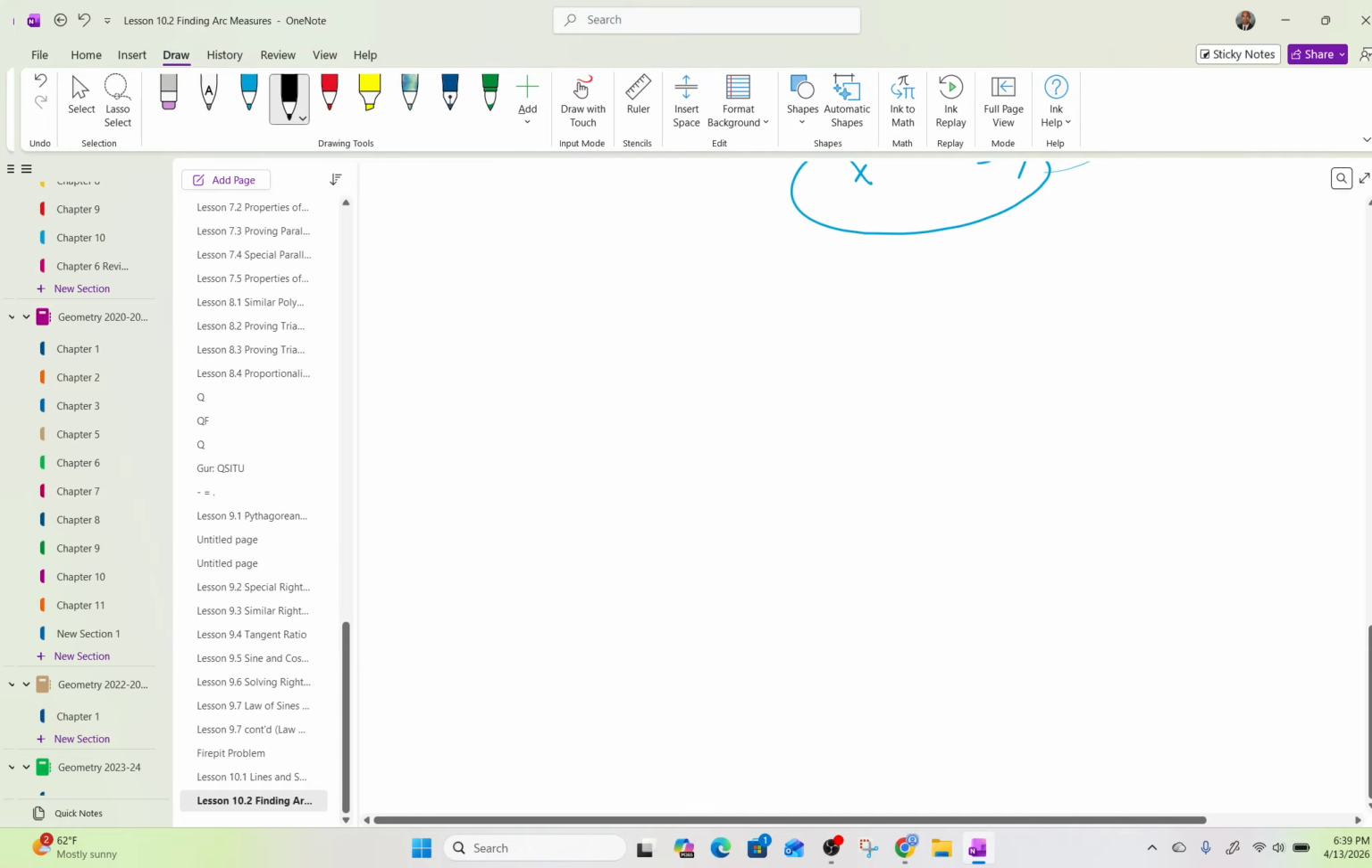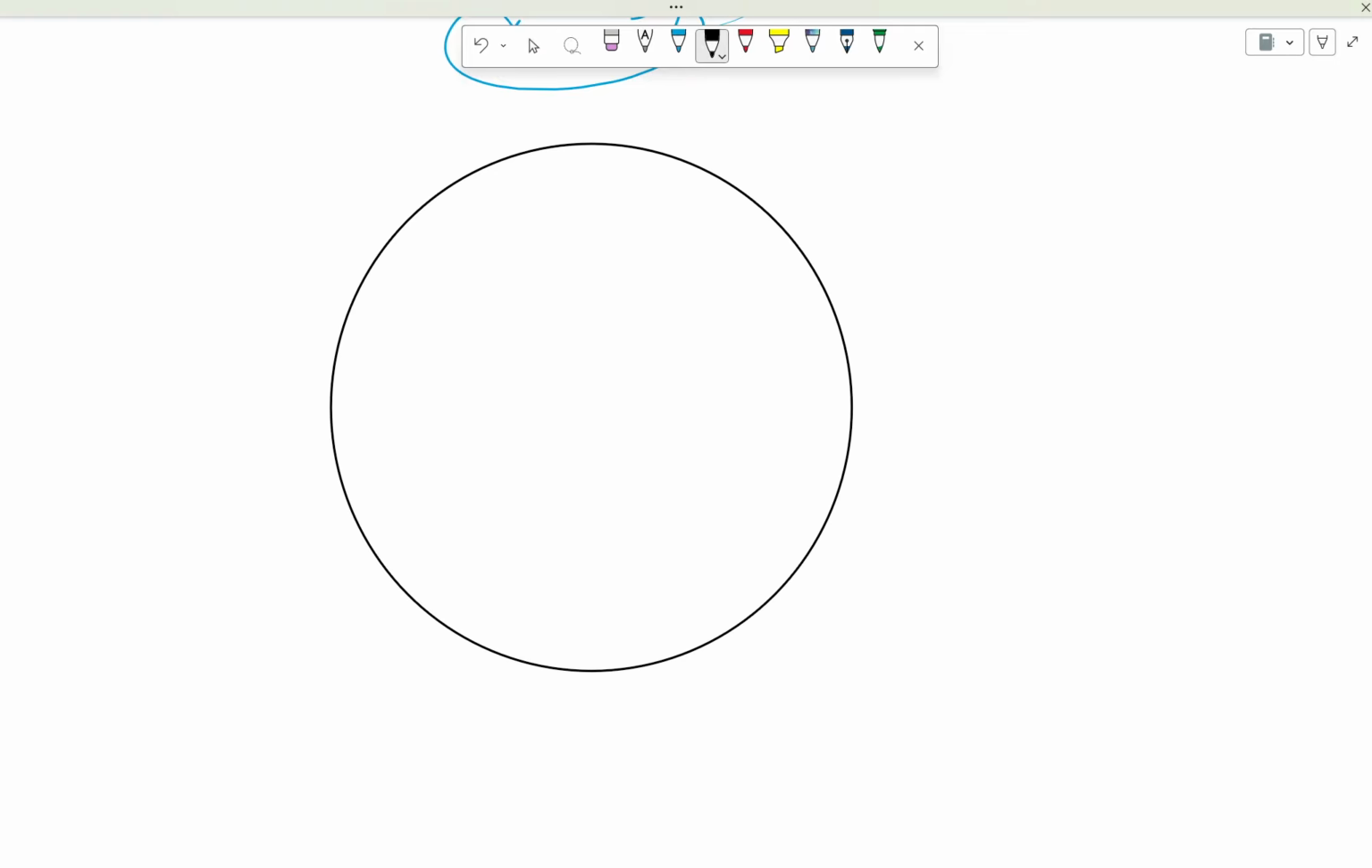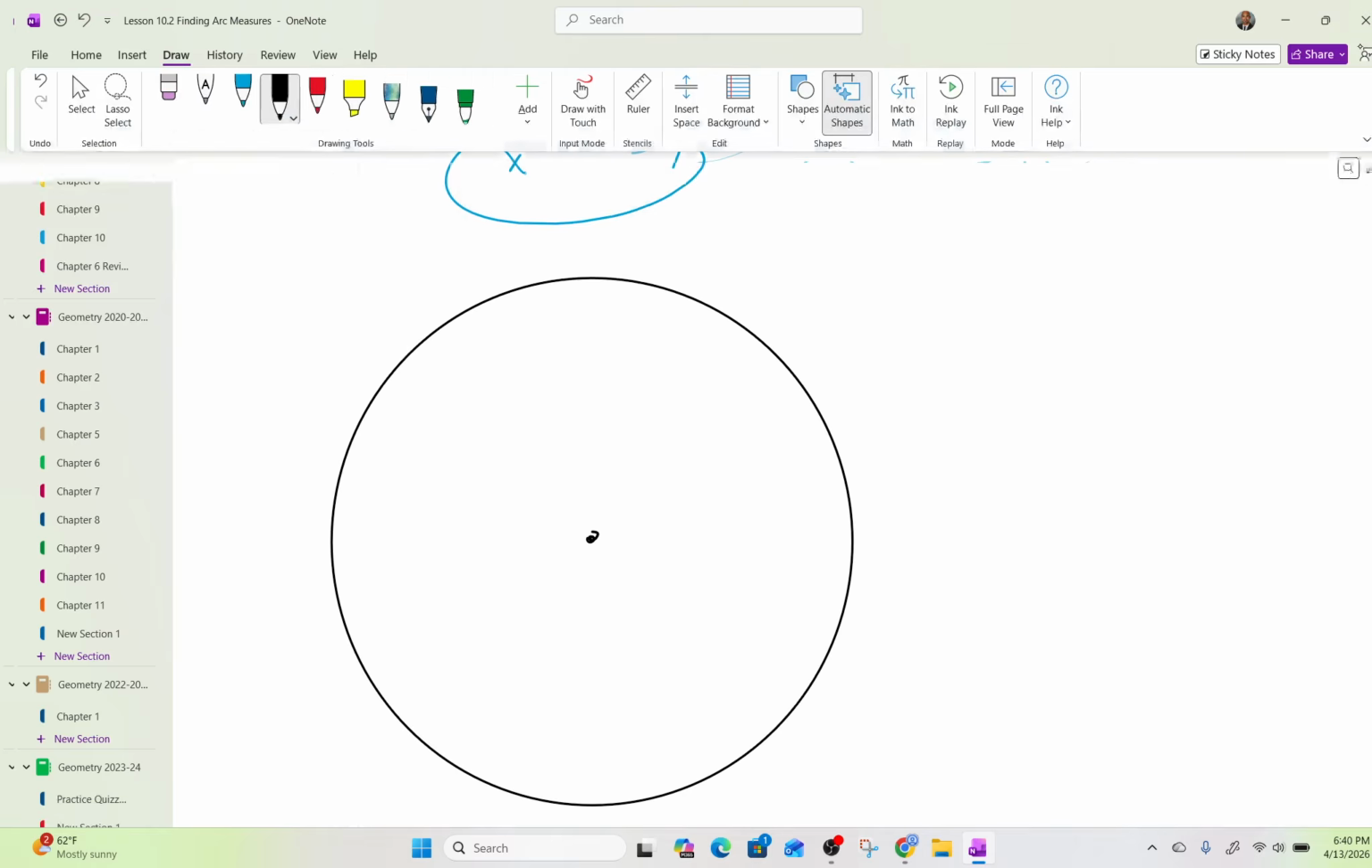Let's talk some more vocabulary here. Let's get some auto shapes going. Make a big circle and draw my center.